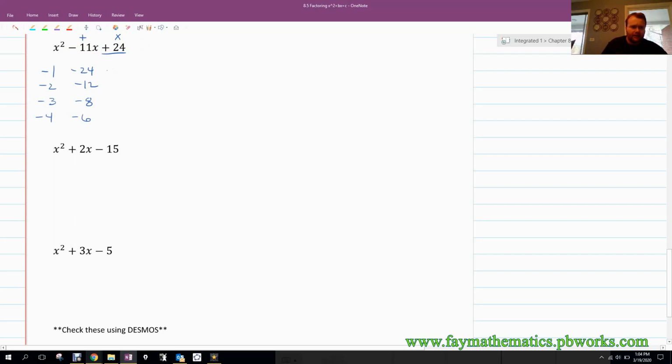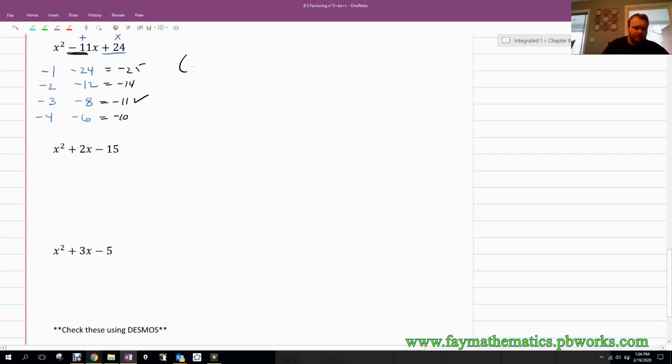Okay, so we've got, add these together, I get negative 25. Add these together, I get negative 14. Here we get negative 11. And here, I guess negative 10, but I don't need to go that far because negative 11 was the number that we were looking for, because that was our B term.